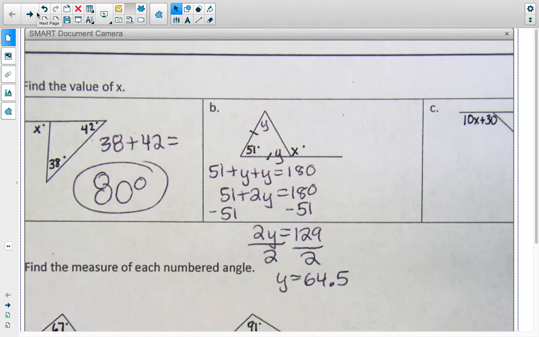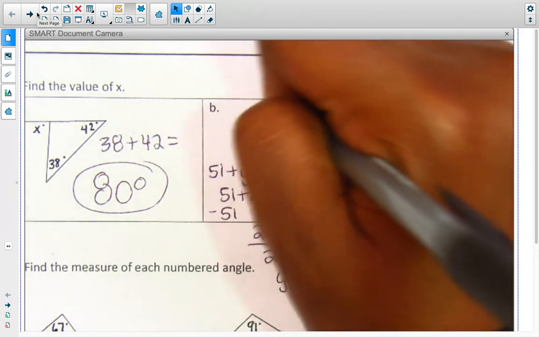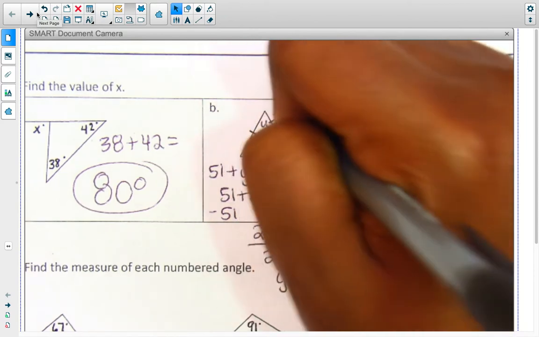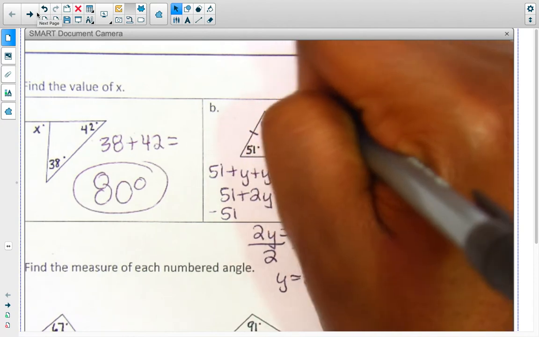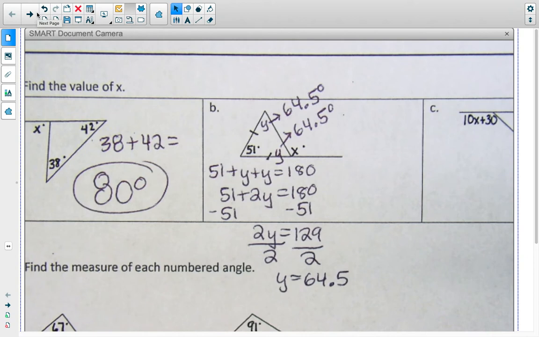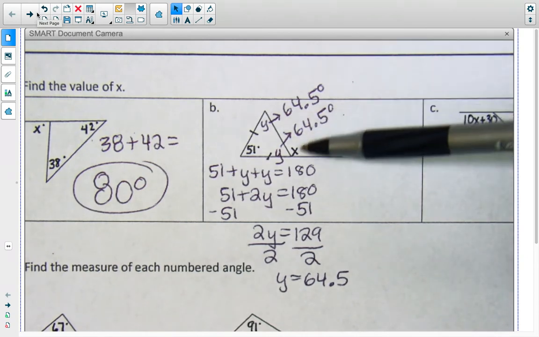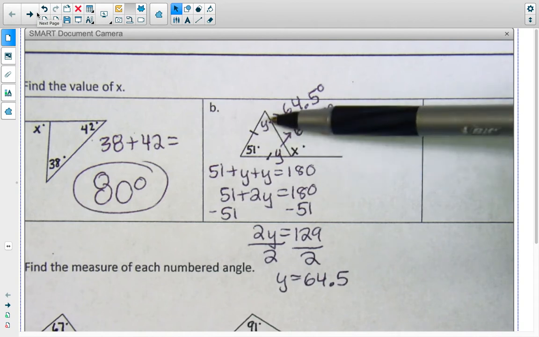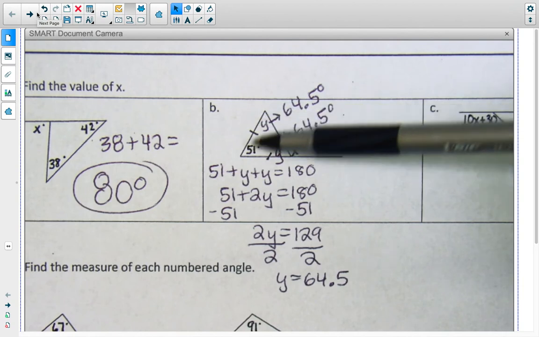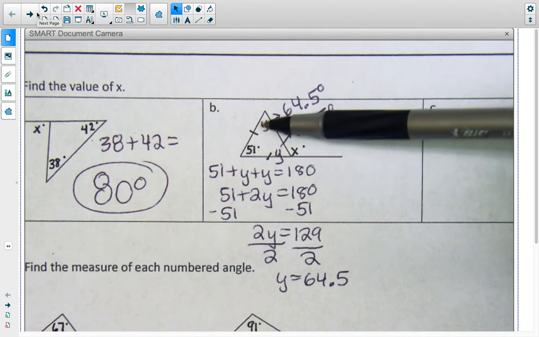Now, some different ways I can go about doing this. So I know that this angle is 64.5. And I know that this angle is 64.5. So those are two things that I know based off of what I just found. So I can use the exterior angle theorem, which says this angle on the outside is equal to this plus this. So this angle on the outside is equal to my two remote angles. So I can go that route.